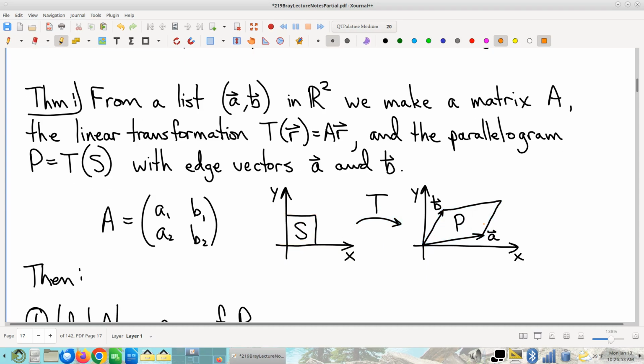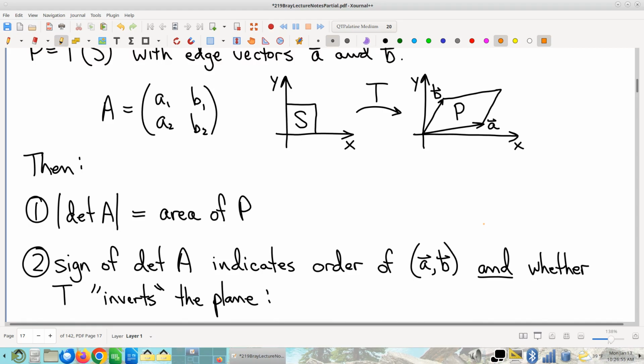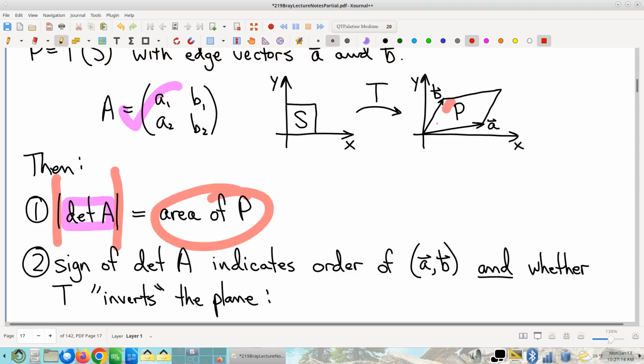And now let's start talking about what the theorem actually says. The first part of the theorem tells you, by the way, this theorem's about determinant. Determinant is our subject here. The determinant of this matrix, of course, its absolute value gives you this area. So that's the first part of the conclusion.